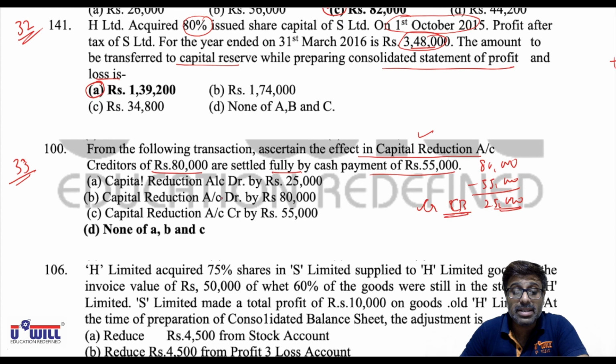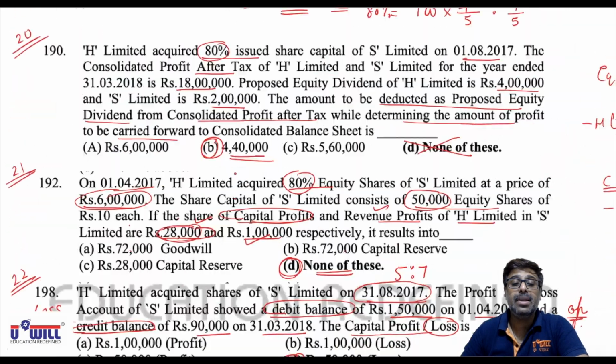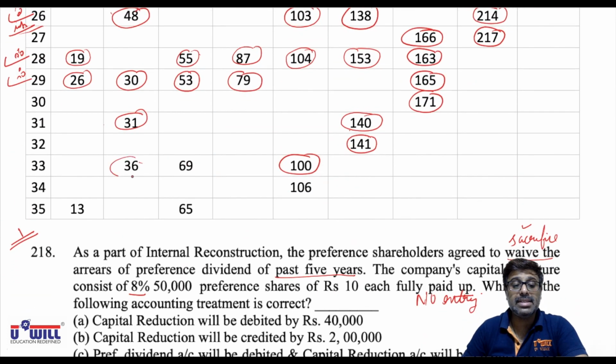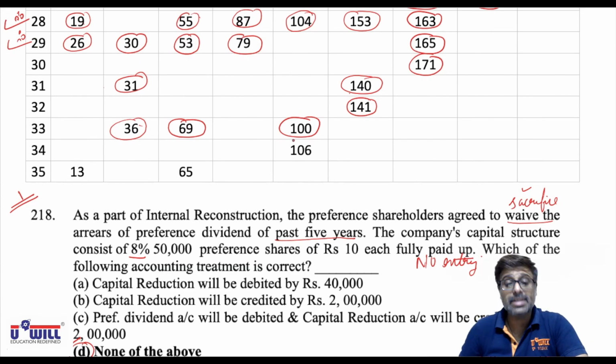But that amount is given here as debit, so that option will not come. And in credit, what is given is 55, that option will also not come. So none of the options A, B and C. Similar to this 33, all of you try questions 36 and 69 on your own. Pause the video and try that on your own, or else you can take a screenshot and try it later on.